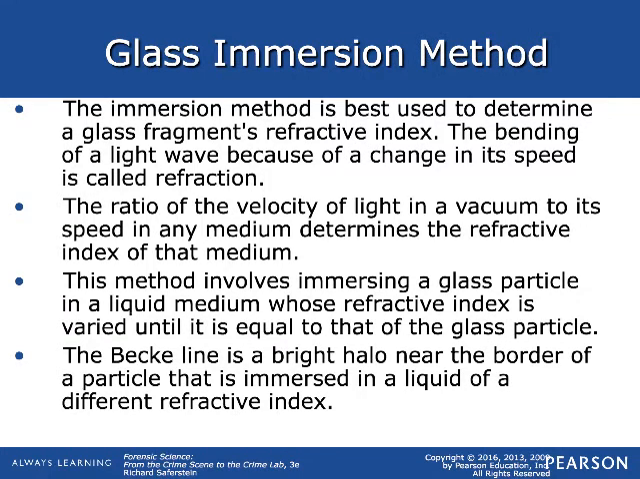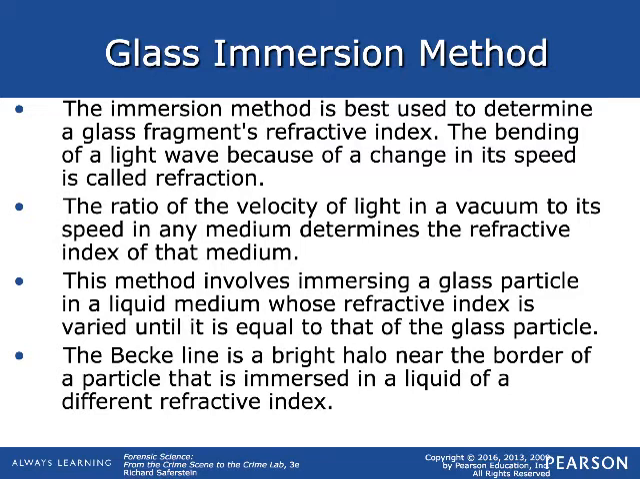Okay, now the immersion method is a way to determine a glass fragment's refractive index. The bending of a light wave is caused by a change in its speed. As light is going through a liquid, it bends, and that's due to the change in its speed, and that's called refraction. The ratio of the velocity of light in a vacuum to its speed in any medium determines the refractive index of that medium.